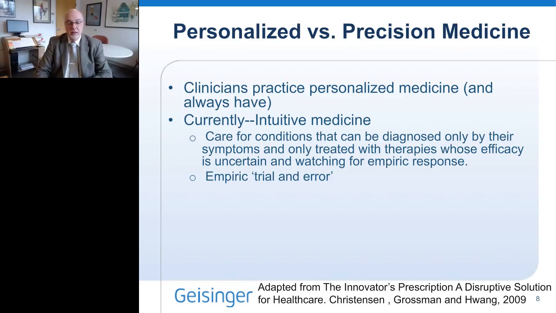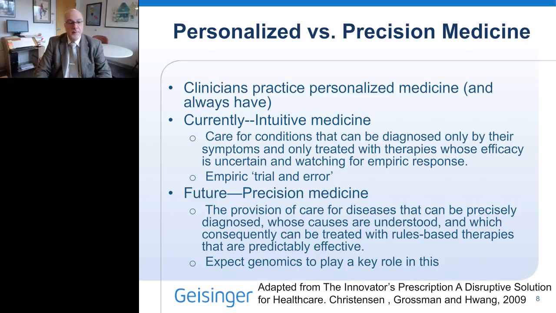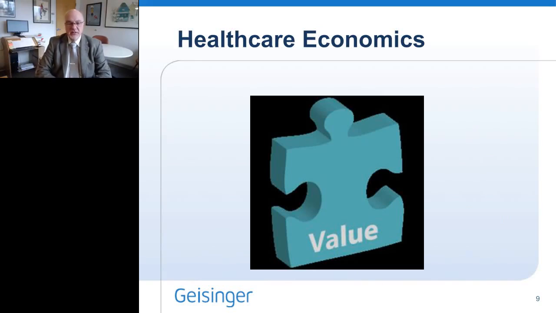And so in his book, The Innovator's Prescription: A Disruptive Solution for Healthcare, Clay Christensen proposed the idea of precision medicine, which he defines as the provision of care for diseases that can be precisely diagnosed, whose causes are understood, and which consequently can be treated with rules-based therapies that are predictably effective. And I think this is where we really want to go with precision medicine. And I do expect that genomics is going to play a key role in this, and I'll be able to illustrate this to some degree later in the talk. Now I want to move to discussing the concept of value.